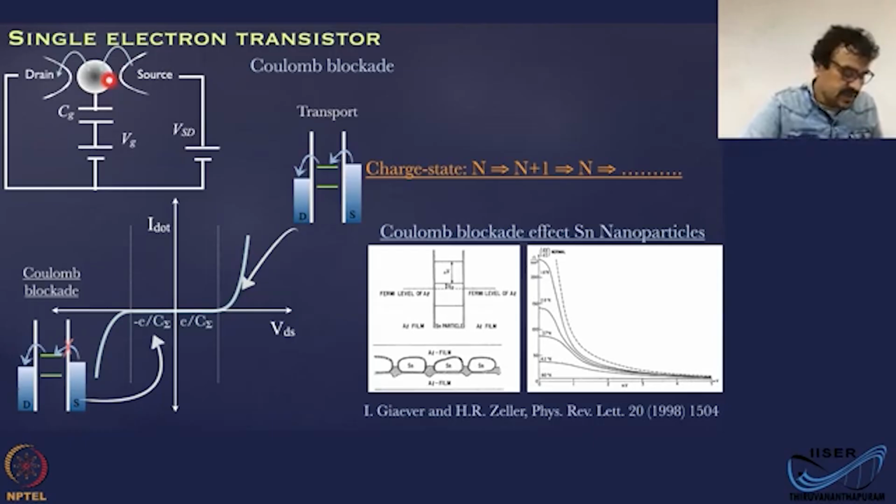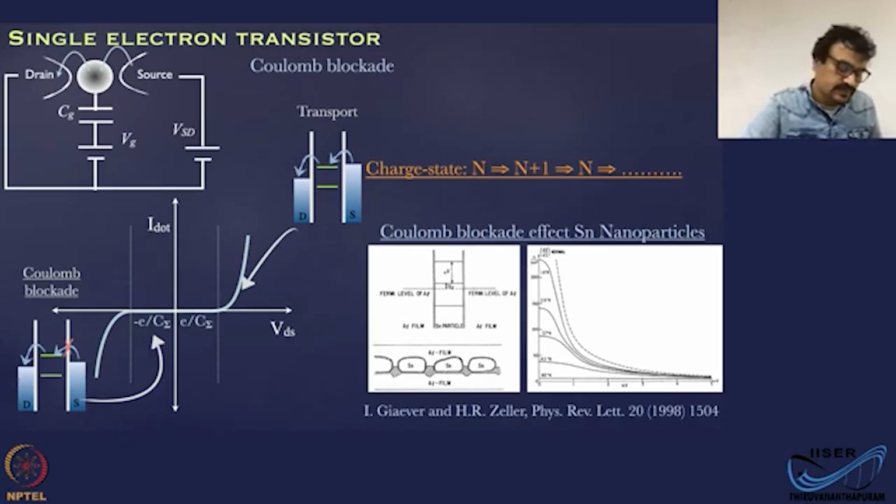So what we have is, you have a conducting region, we can still call it an island. This is tunnel coupled to source and drain, and capacitively coupled to a gate with a voltage, and this is going to provide the source drain voltage. Okay, and this is going to provide the gate voltage.